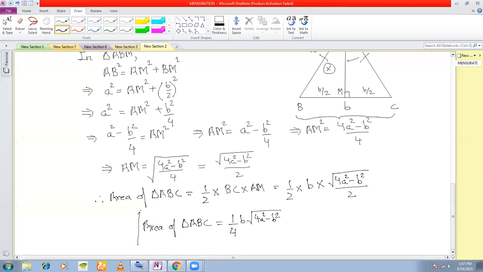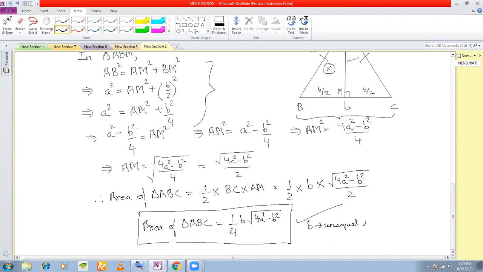If you can remember this formula, it is a very useful formula for finding out the area of an isosceles triangle. I recommend you remember this formula instead of doing all this. So just remember that the area of an isosceles triangle is equal to 1/4 B root 4A square minus B square. What is B? B is the unequal side. And what is A? A is the length of the equal sides.